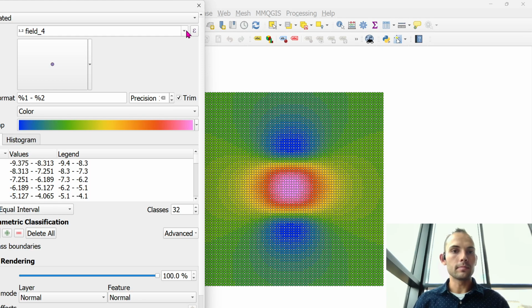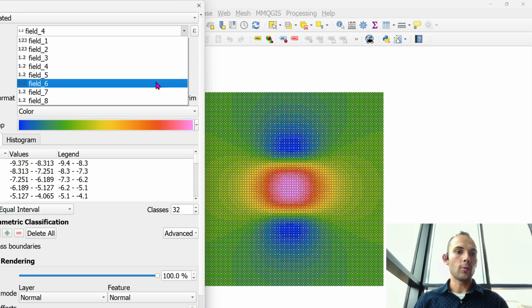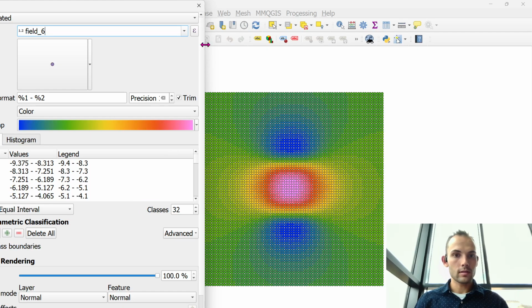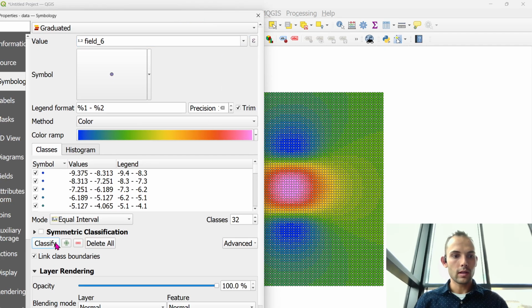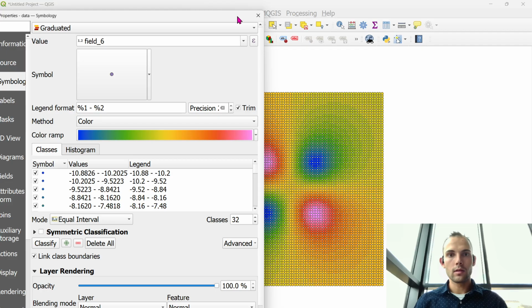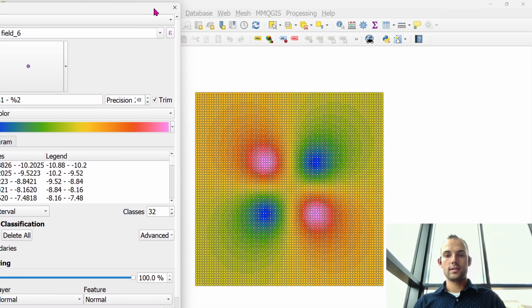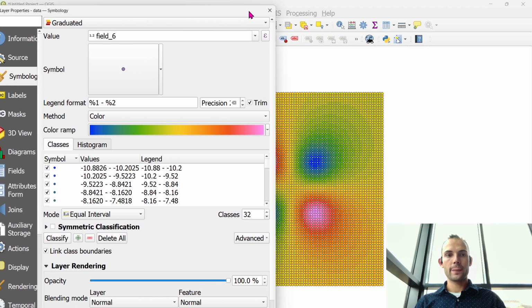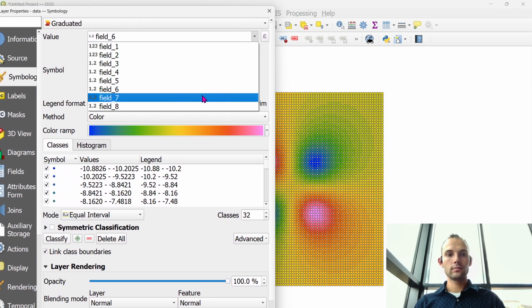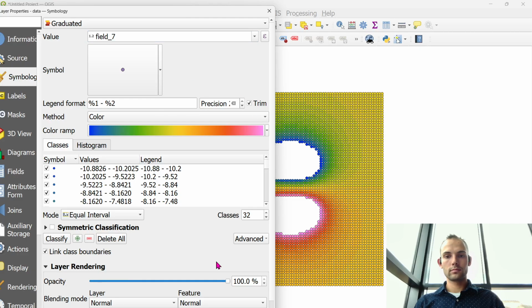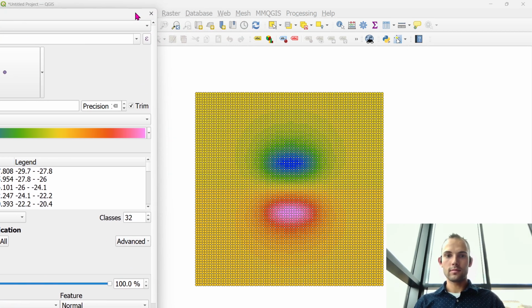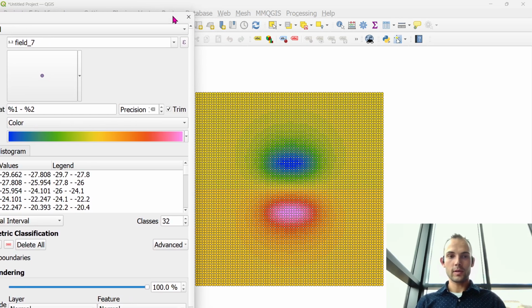Okay, but let's check XY now. XY was field 6. Classify again. Sweet. This is just what XY looks like, what we expect it to look like. Reclassify. Sorry, whenever the values disappear, that scares me.